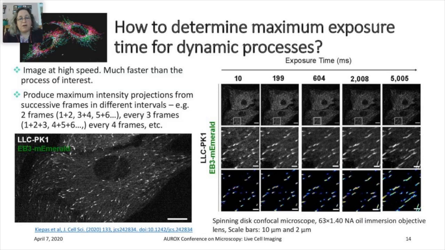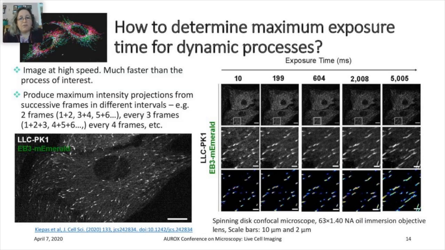So for instance, you could take frame 1 and 2, frame 3 and 4, frame 5 and 6, and look at maximum intensity projections of those to mimic double the exposure time. You could do the same thing for 3 frames, so 1, 2, and 3, 4, 5, and 6, and so on, and mimic what you would have gotten for 3 times the exposure time, and so on.